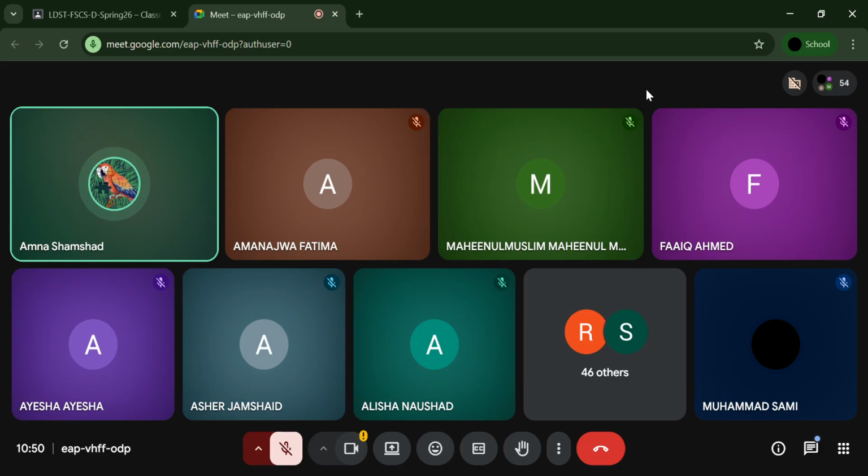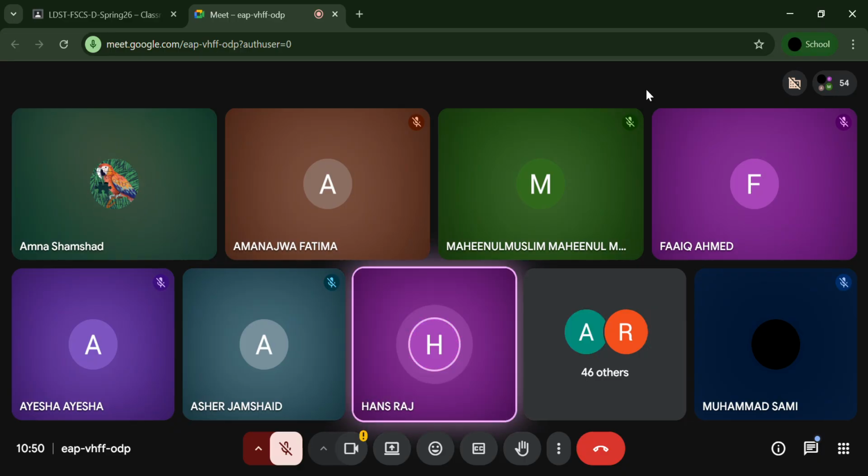When we are converting a state table into an excitation table, let's say if we have two states in our state table, then the excitation table has four states. Miss, am I audible? Yes, yes.